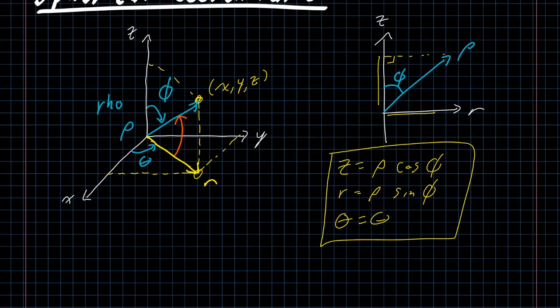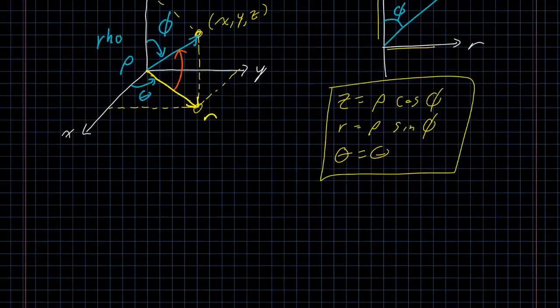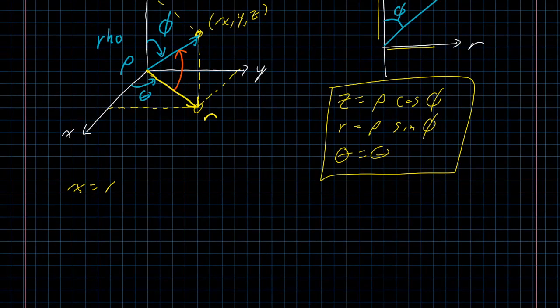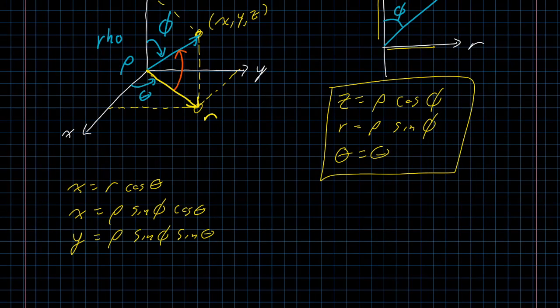Now that we have that, we should be able to get to rectangular coordinates without too much further trouble. Right? Of course, I know that x is r times the cosine of theta. And since r is rho times the sine of phi, that means that x is rho times the sine of phi times the cosine of theta. And y is rho times the sine of phi times the sine of theta. Z is the same in cylindrical coordinates and rectangular coordinates. So z is just going to be equal to rho times the cosine of phi.